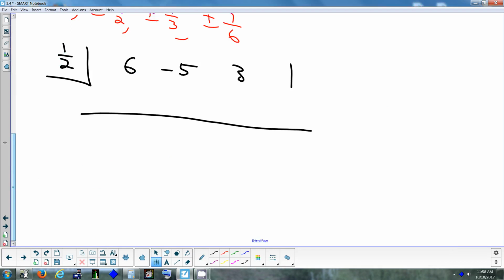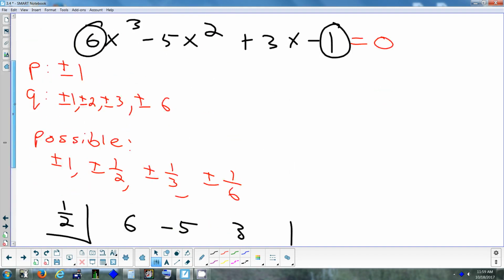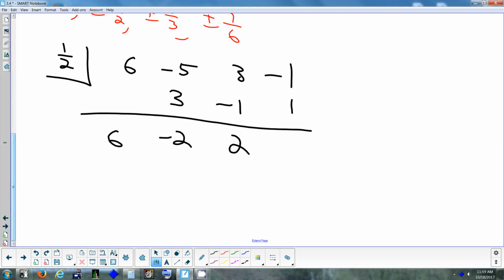Okay, so let's go through. Bring down the 6. What's half of 6? -5 plus 3? -2. Half of -2? Careful, -1. And then add again. Half of 2. Let's see. 6, 1, 2, 1. And we should get a remainder of 0, so I just copied a sign wrong. Yes. Simple fix. Make sure you copy your signs, right? 0. Okay. And now you're left with this.